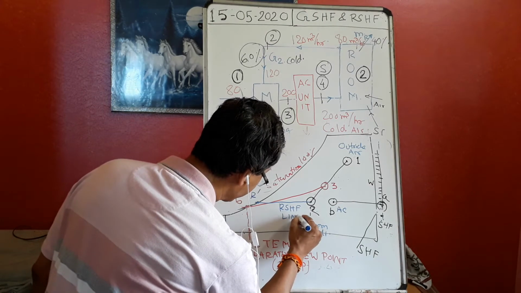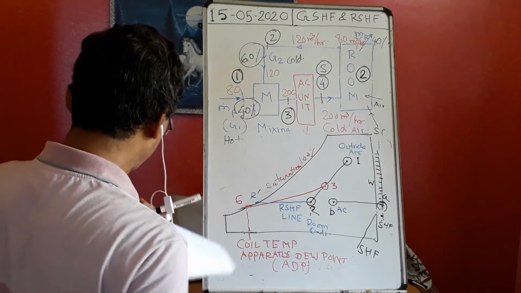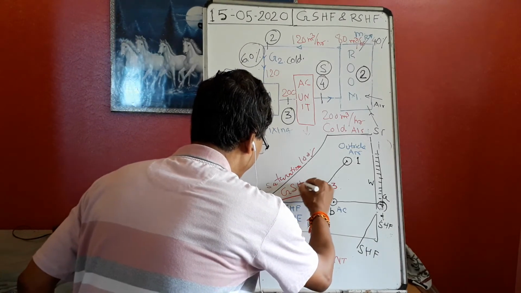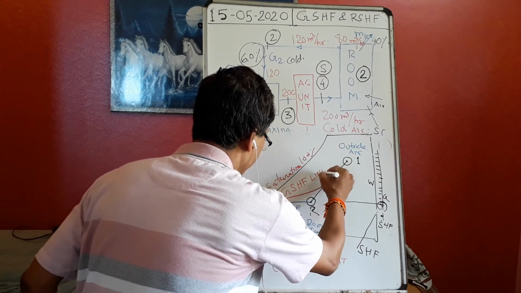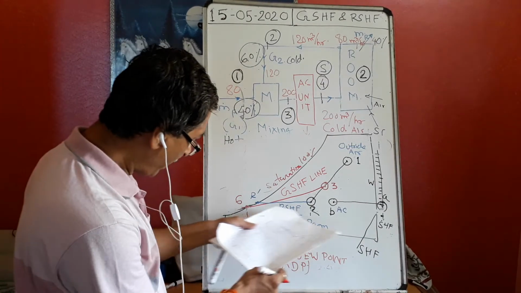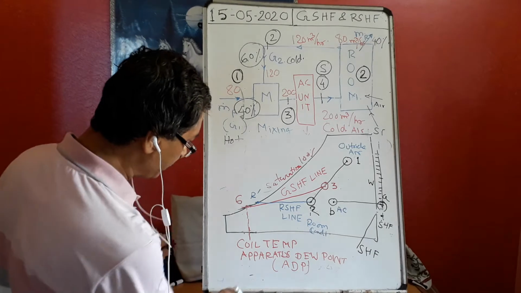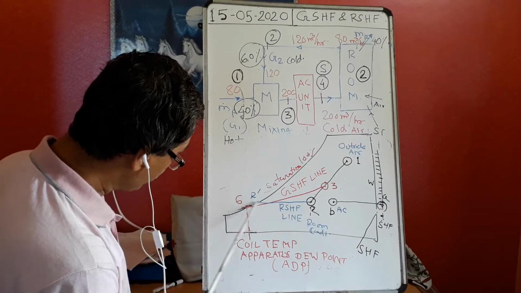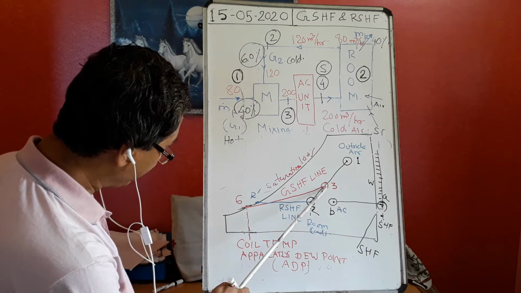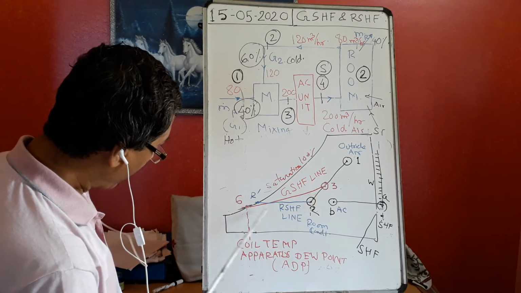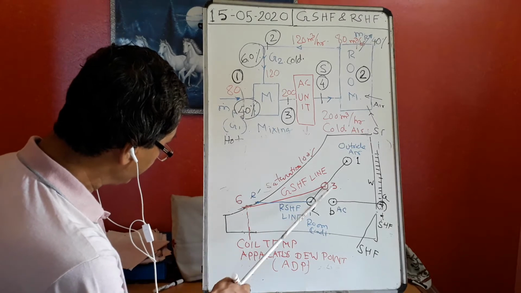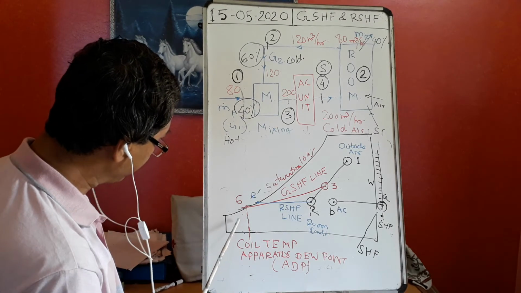Blue. And what is the red one called? The red one is called the grand sensible heat factor line. So again, the blue one, which is parallel to AB, RR dash, is called the room sensible heat factor line. And the red one, because this is the process of cooling and dehumidification taking place inside the AC unit, is called the grand sensible heat factor line.